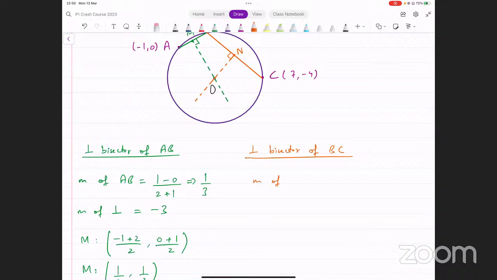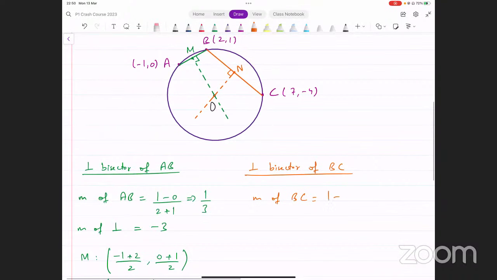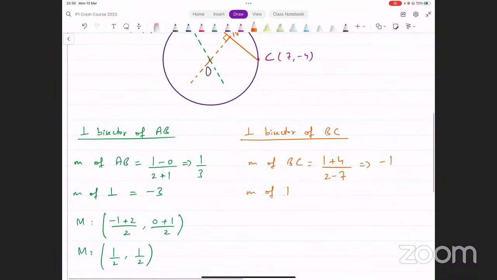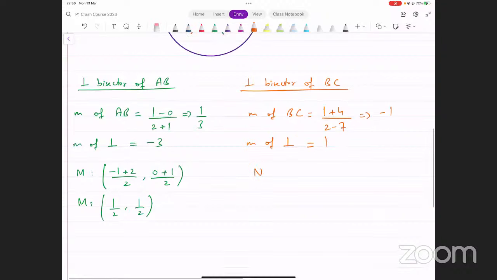Do the same thing for the other perpendicular bisector. Find the gradient of the line BC first of all. y2 minus y1, that's going to be 1 minus -4, that's 1 plus 4, divided by 2 minus 7. So this gives me 5 over -5, which is -1. Now, what about the gradient of the perpendicular bisector of this? That would be the negative reciprocal of -1. Change the sign, take the reciprocal. That turns out to be 1.